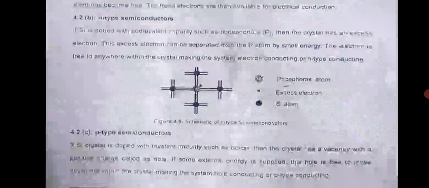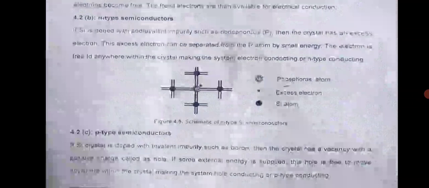The next type is the n type semiconductor, in which silicon is doped with a pentavalent impurity such as phosphorus, P. Then the crystal has an excess electron, which can be separated from the phosphorus atom by a small energy, and that electron is free to move anywhere within the crystal, making the system electron conducting, or n type conducting.